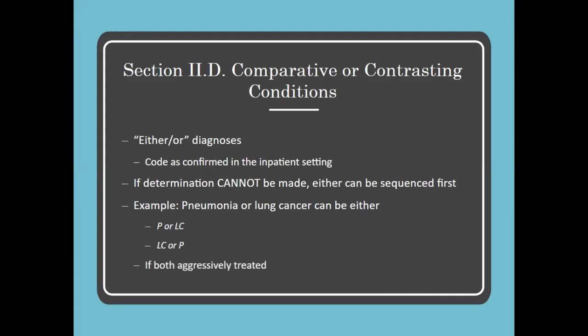This is going to be a rare occurrence. When two or more contrasting or comparative diagnoses are documented as either/or, they are coded as if the diagnoses were confirmed, and the diagnoses are sequenced according to the circumstances of the admission. Okay, either/or diagnosis, code as confirmed in the inpatient setting. If determination cannot be made, either can be sequenced first. For example, pneumonia or lung cancer can either be P or LC, LC or P, if both are aggressively treated.